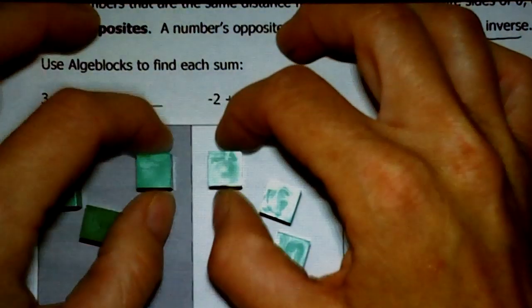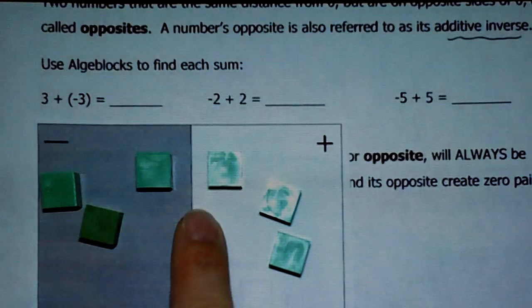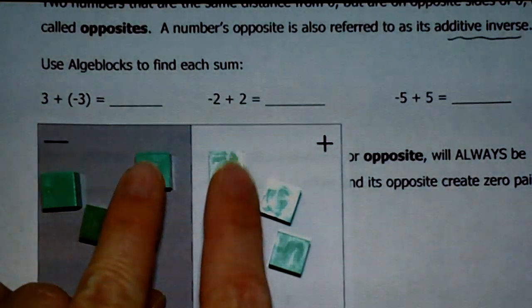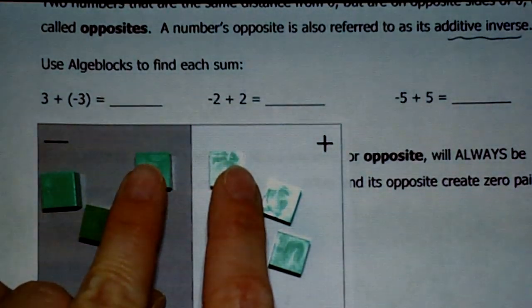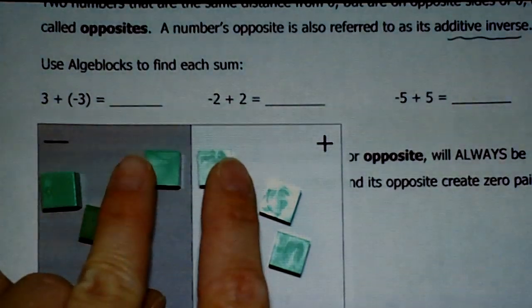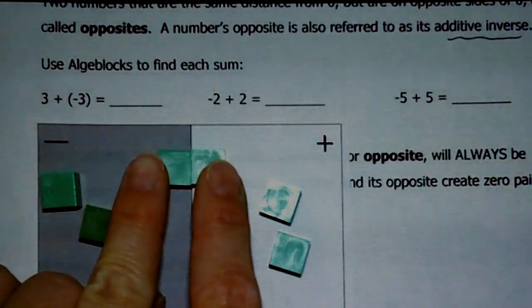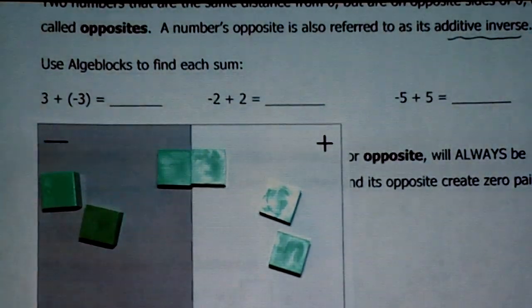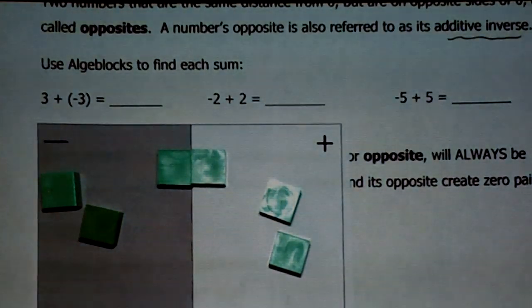If you had a number line, here's 0. Look at this line, this is 0. Here's a negative 1, here's a positive 1. Those are both 1 away from 0, right? Well, when you combine opposites, they form something called a zero pair. Guess what zero pairs add up to?